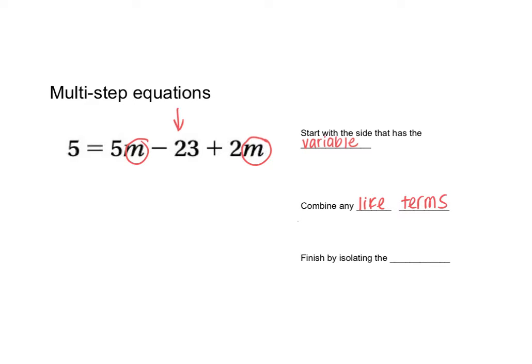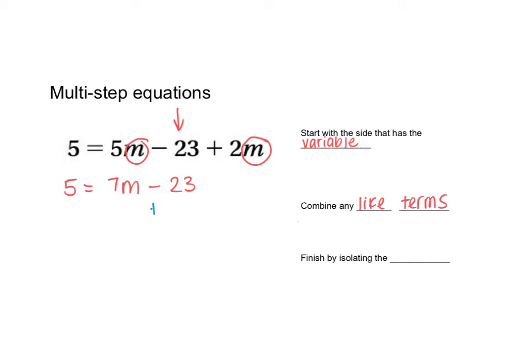Okay, like terms would be terms that either are only numbers, so they're only constants. For example, 23 and 5 are like terms because they don't have an m. And then 2m and 5m are like terms because they contain an m, okay? If there was an m squared, that would be its own term. It would not be a like term with 2m and 5m, okay? So let's rewrite this after we combine like terms. 5 equals 5 plus 2m is going to give us 7m minus 23.